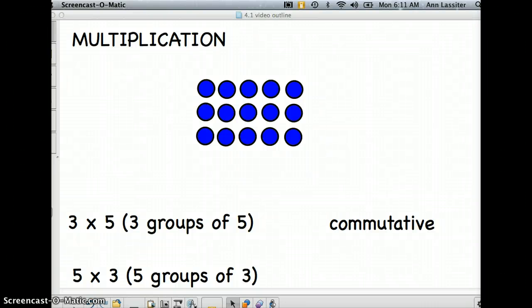We are going to still be working with fractions, but we are going to move on to multiplication. And I just want to do a quick review of the concept of multiplication.